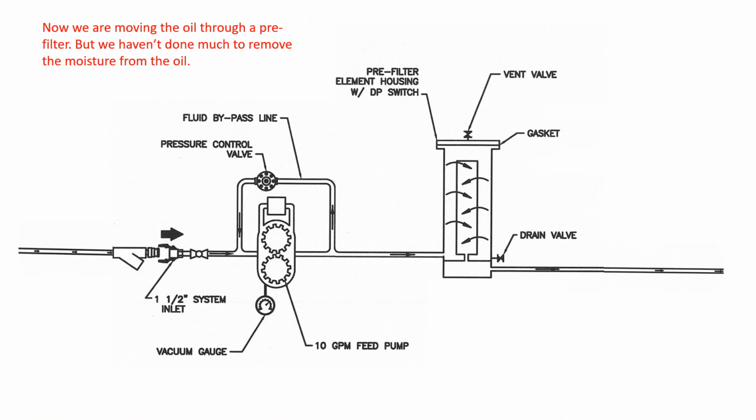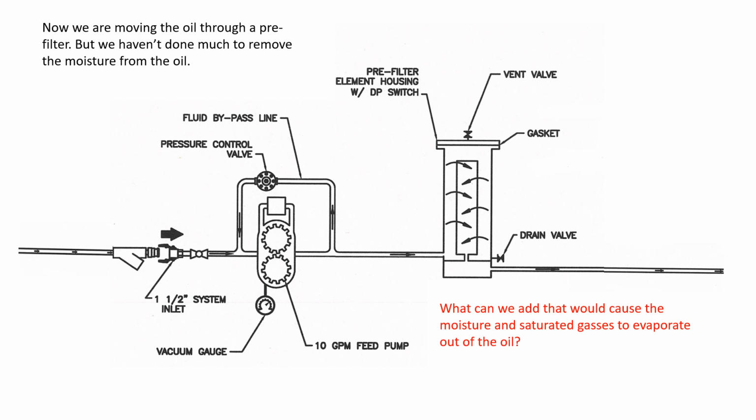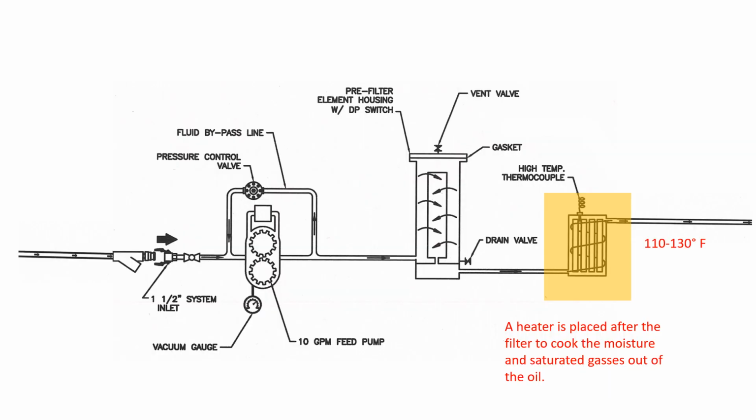Now we're moving the oil through a pre-filter, but we haven't done much to remove the moisture from the oil. What can we add that would cause the moisture and saturated gases to evaporate out of the oil? A heater is placed after the pre-filter to cook the moisture and gases out of the oil. It is usually set at about 110 to 130 degrees Fahrenheit.